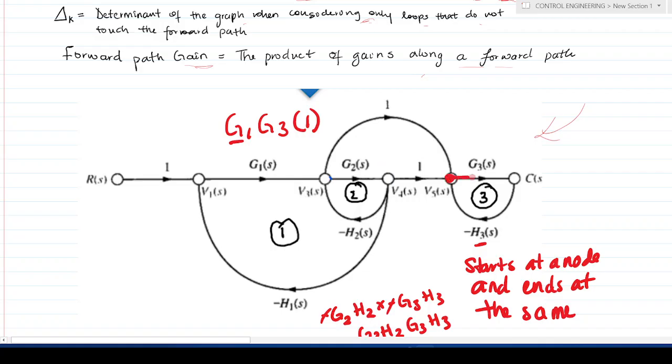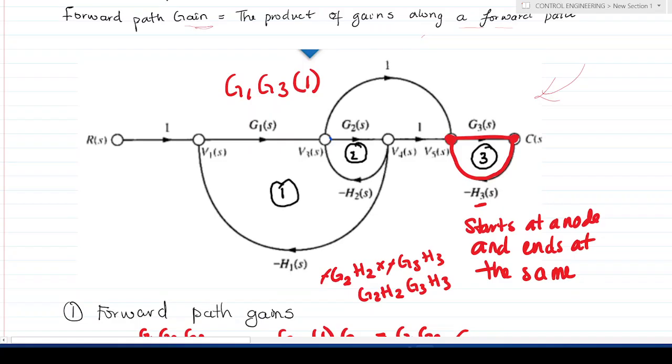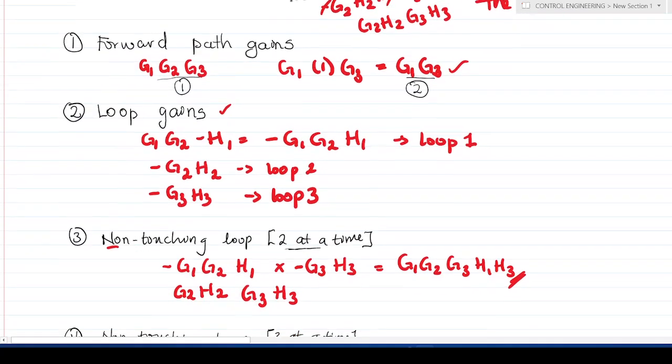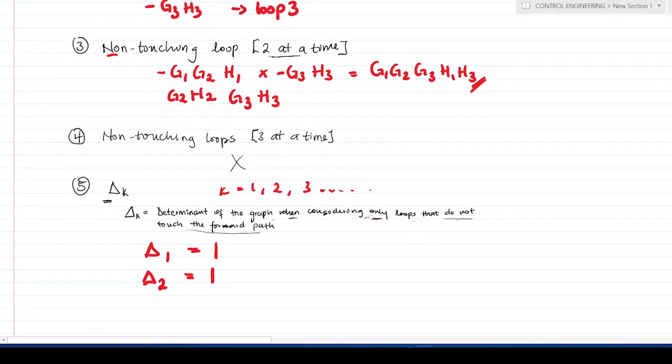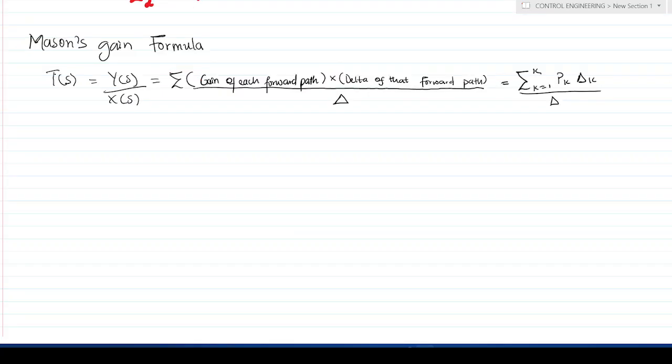Next, let's check our last loop. You can see that it touches the forward path. So therefore, for the second forward path, we do not have a non-touching loop, so I'm going to go down here and equate delta 2 to 1. Now we have all the parameters we need for Mason's gain formula. So here it is. We have found the gain of each forward path, we have found the delta of each forward path, and we have found the overall delta.